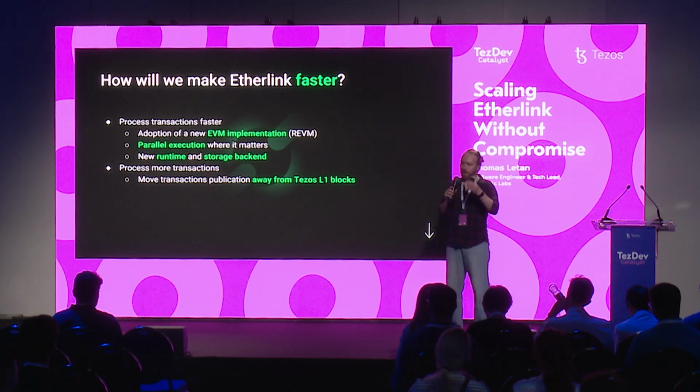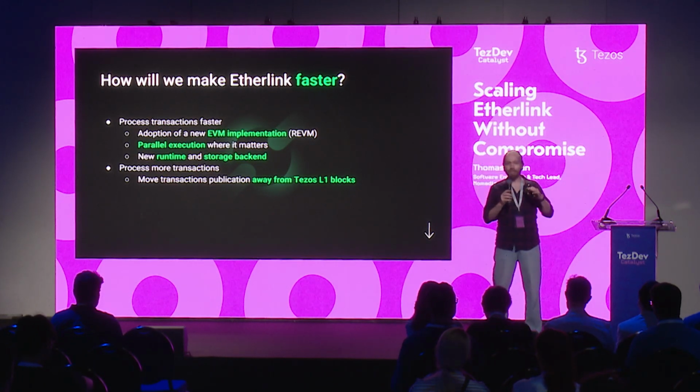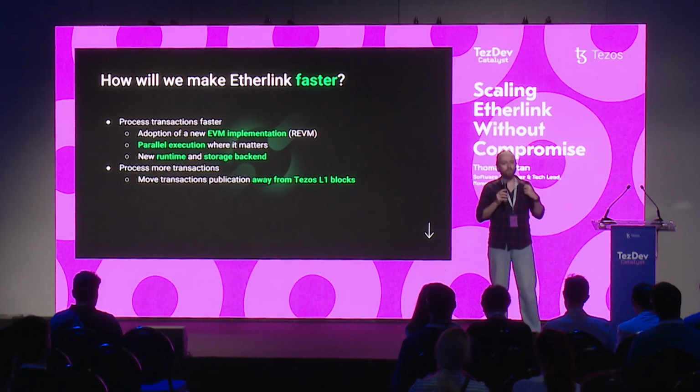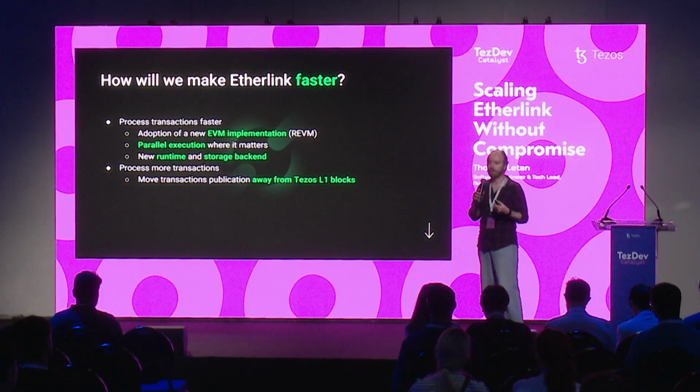And I mentioned that we are an optimistic rollup. It's an implementation detail as far as you are concerned, but at the same time, it's important because it dictates a bit what we need to do for it to work. And in particular, for an optimistic rollup to work, we need to publish the transactions of Etherlink somewhere.